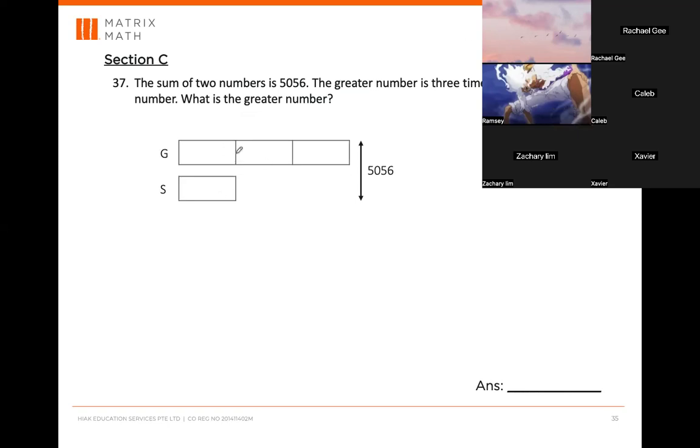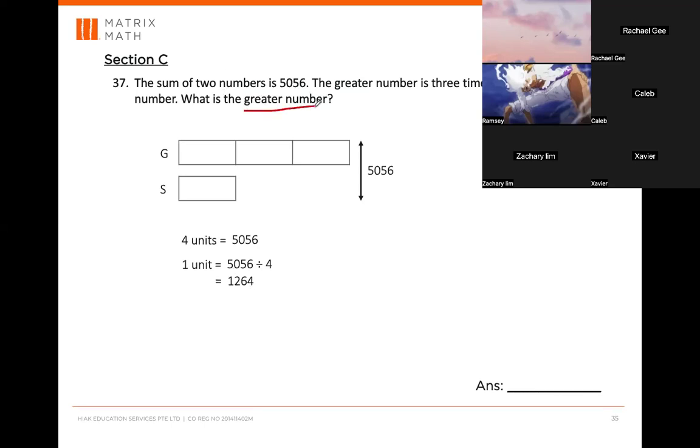Now, first thing first, 5,056, right? Gives you 4 equal parts here. So 4 units will be 5,056. 1 unit will be 5,056 divided by 4. Okay, so you get 1,264.